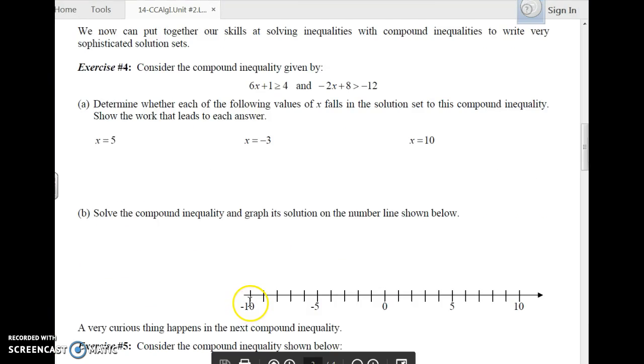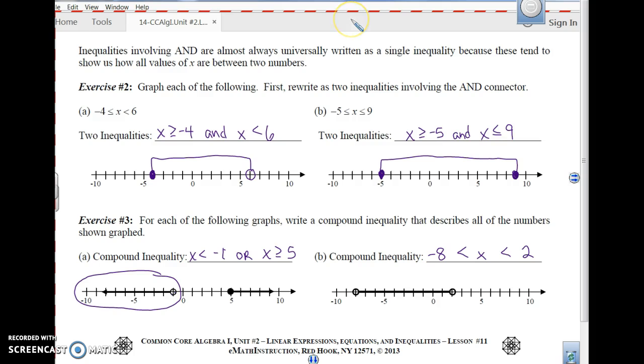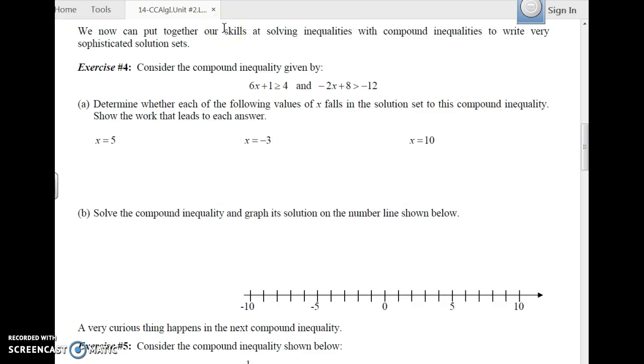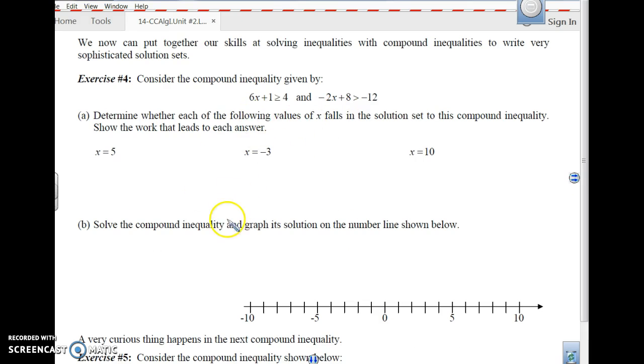All right, so now let's solve some compound inequalities and figure out what our solution sets are going to be. We have this compound inequality: 6x plus 1 is greater than or equal to 4, and -2x plus 8 is greater than -12. Now we can plug in like we did before and see if it's true, but let's use our graph and do it. Let's solve each of these inequalities.